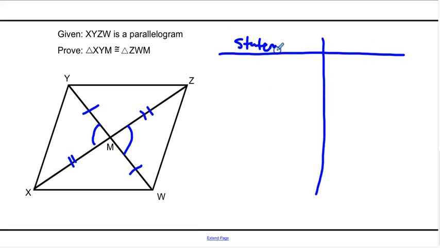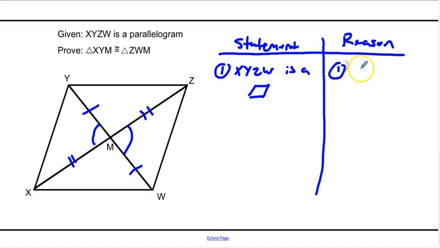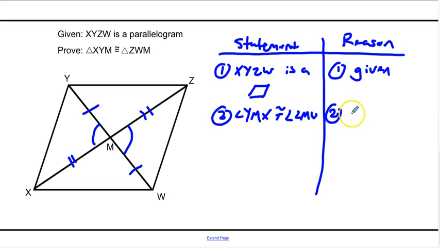All right, when you're working with parallelograms, you got to be very careful. First statement, XYZW is a parallelogram. We're going to use the symbol here. The reason we know that is because it's given. Now the next thing we wrote down was that these two angles were congruent. So we got this now. This is too easy. Angle YMX is congruent to angle ZMW, and the reason for that is vertical angles are congruent.